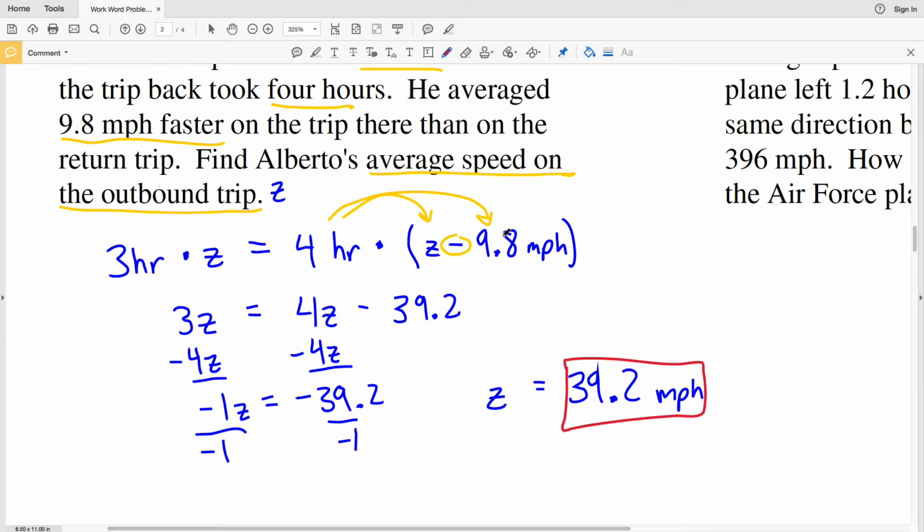And if you're confused at why I took away 9.8 from z, that's because the trip there was 9.8 faster, so I have to take off 9.8 miles per hour since he's going slower. And that was slower on the trip back.